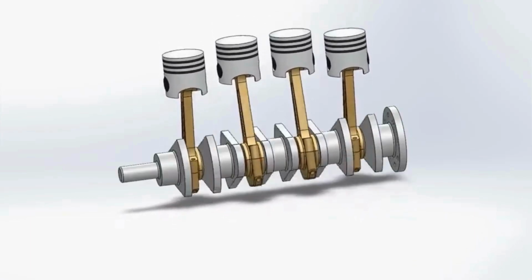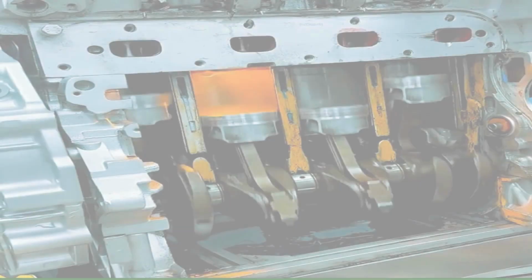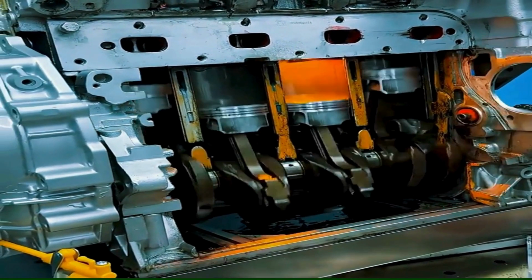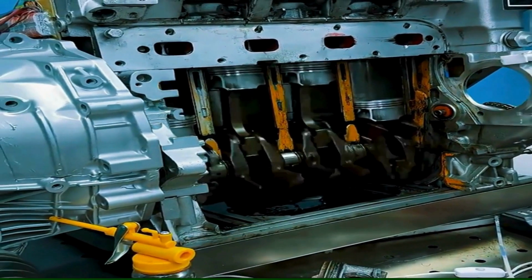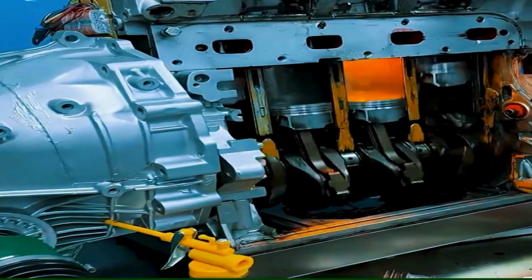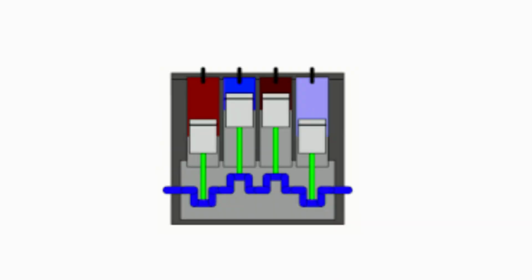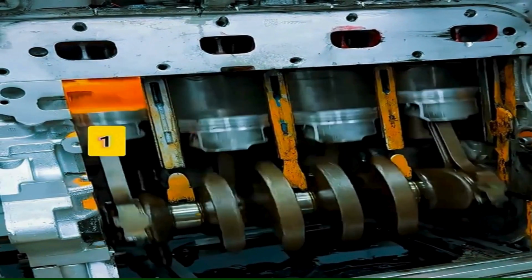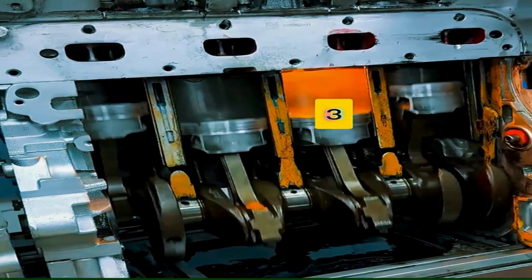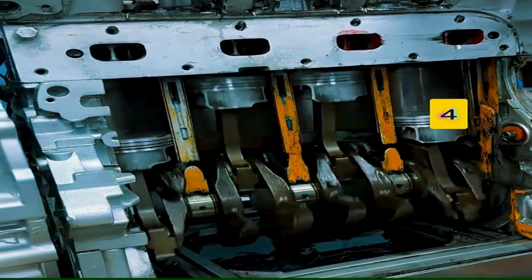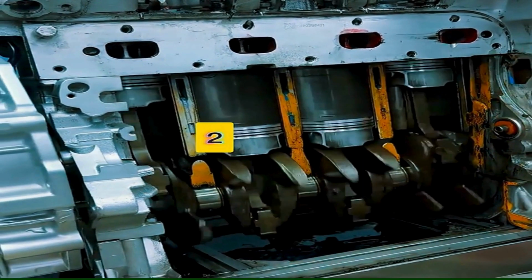The sequence in which each cylinder performs its power stroke is called the firing order. The firing order is carefully designed to ensure balanced power delivery, smooth engine operation, and minimal vibration. For example, the most common firing order for inline 4-cylinder engines is 1-3-4-2. This means cylinder 1 fires first, followed by cylinder 3, then cylinder 4, and finally cylinder 2.